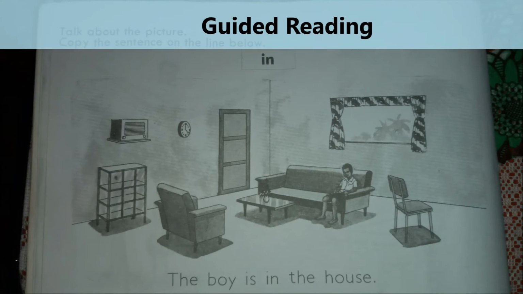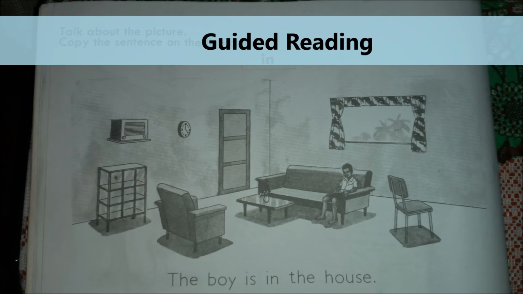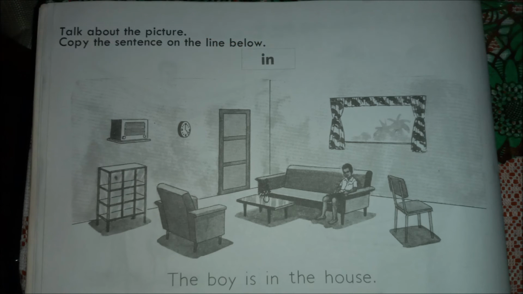Yes, boys and girls, so for guided reading today, we are looking at page 6. It says talk about the picture, copy the sentence on the line below. Let's talk about the picture. What can you tell me about this picture? Or what can you see in this picture? I can see a boy. I can see chairs, yes, furniture. I can see a window. I can see, that is what? A door and a clock there. And some other things in the picture. You can tell me what you see there.